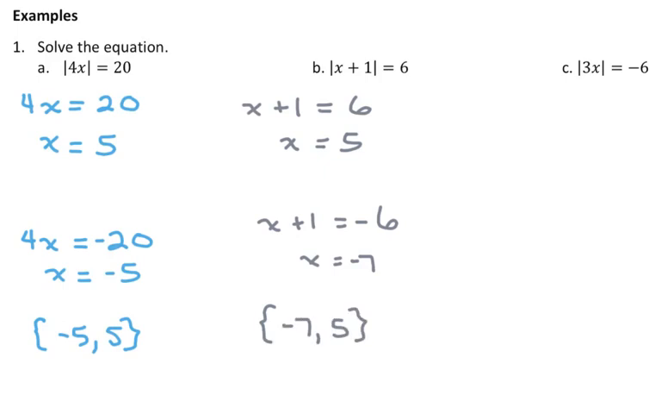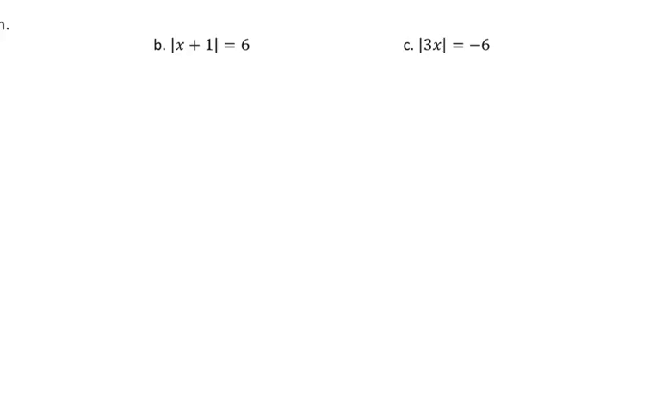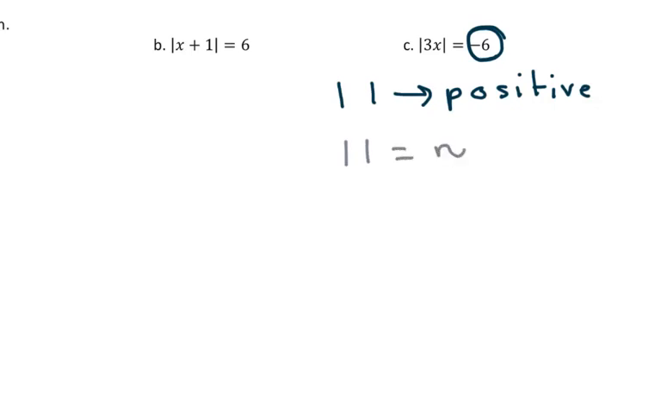Let's move on to problem C. Problem C is a little bit trickier. Let me move it over a little. It doesn't seem tricky, but it does say the absolute value of 3x is equal to negative 6. The part that's tricky is the negative part. Please remember, absolute values, no matter what you plug into it, always end up being a positive. Here, they're asking you to take an absolute value, which is a positive, and make it equal to a negative. Absolute values are always positive, so it can never be a negative. Therefore, this one has no solution.